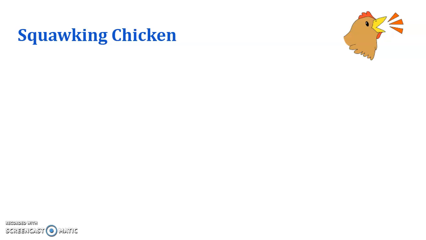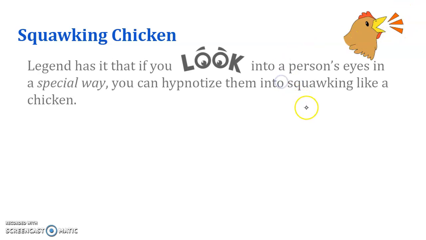Okay, so let's look at some applications of similar triangles. Squawking chicken. This is a CPM problem. Legend has it that if you look into a person's eye in a special way, you can hypnotize them into squawking like a chicken.